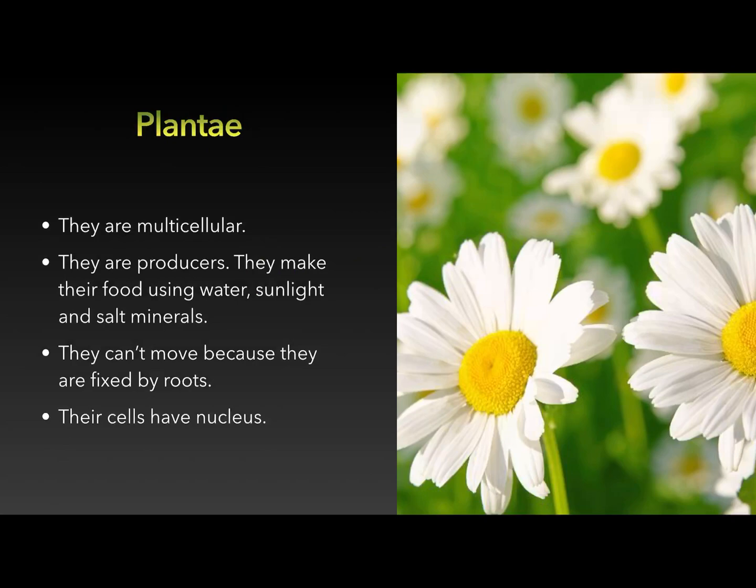Plantae. They are multicellular and also producers. They make their food using water, sunlight, and salt minerals. They can't move because they are fixed by roots. Their cells have a nucleus.